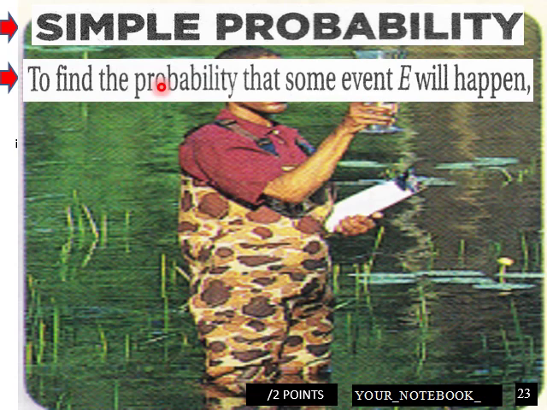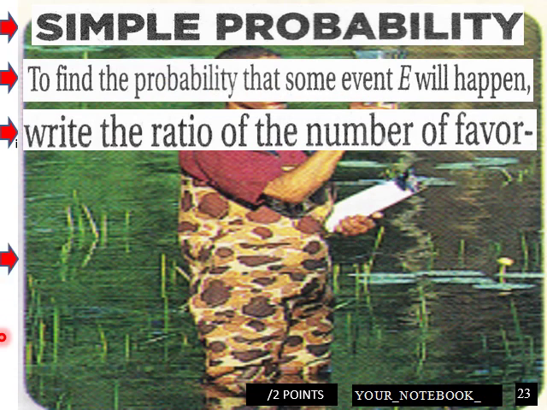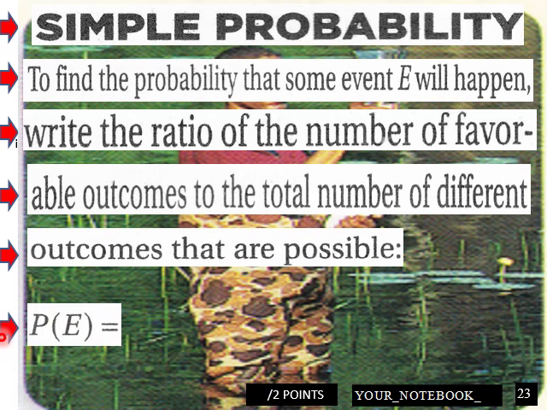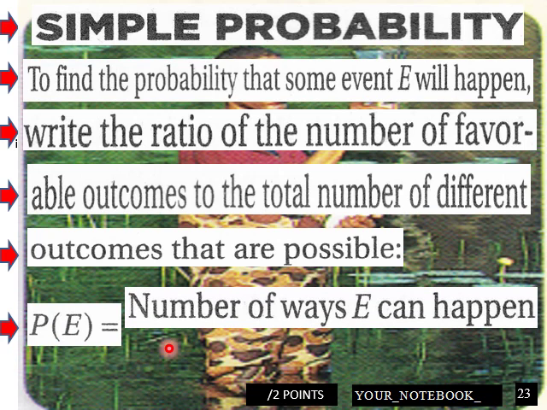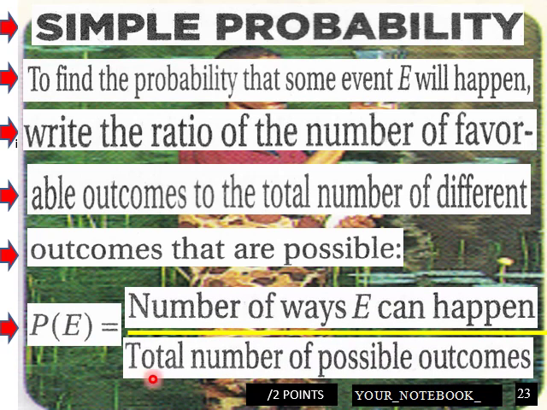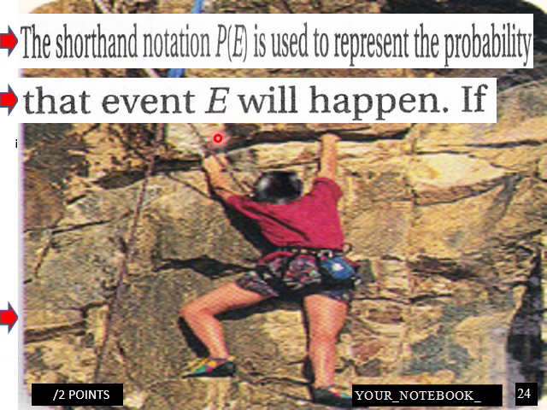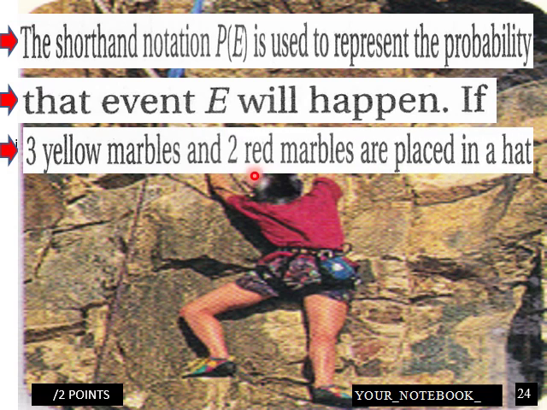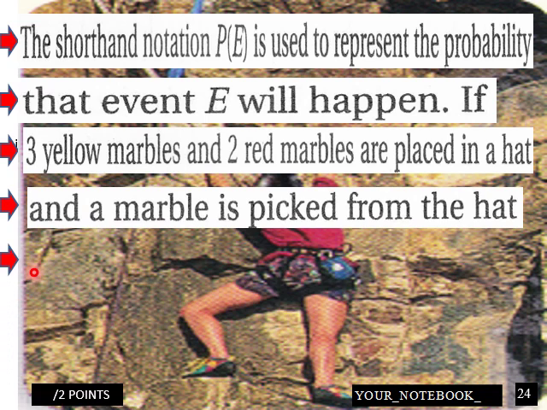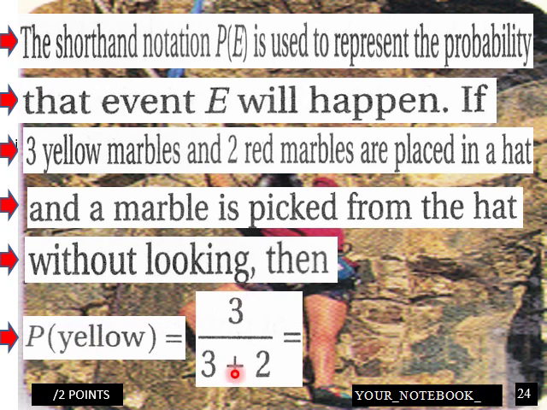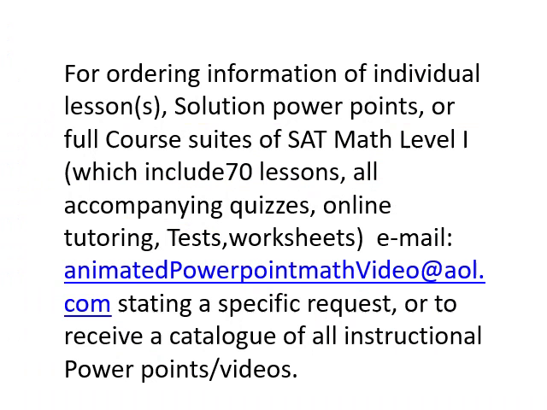Simple probability: to define the probability that the event E will happen, write the ratio of the number of favorable outcomes to the total number of different outcomes that are possible. So the probability of E would equal the number of ways that E can happen, divided by the total number of possible outcomes. The shorthand notation P(E) is used to represent the probability that event E will happen. If 3 yellow marbles and 2 red marbles are placed in a hat and a marble is picked from the hat without looking, then the probability of yellow would equal 3 over 3 plus 2, which is 3 over 5.